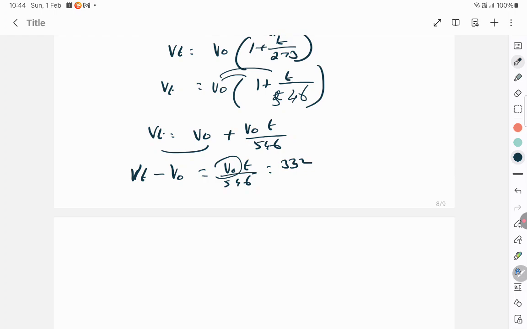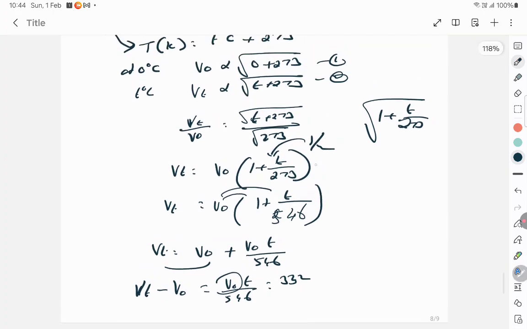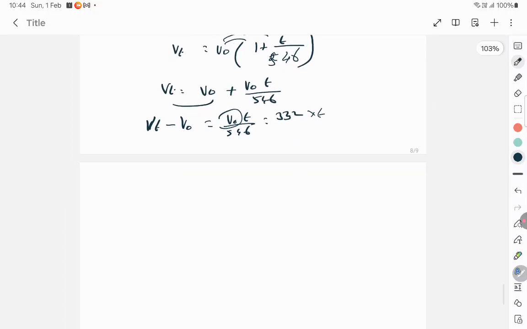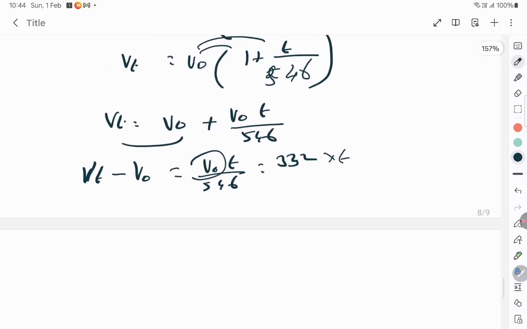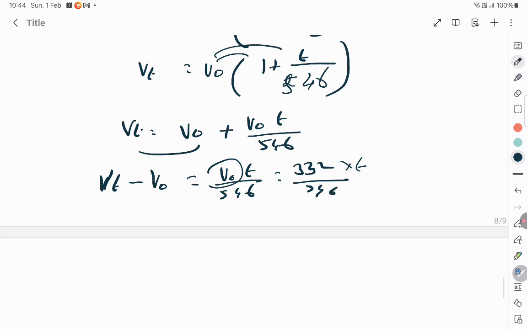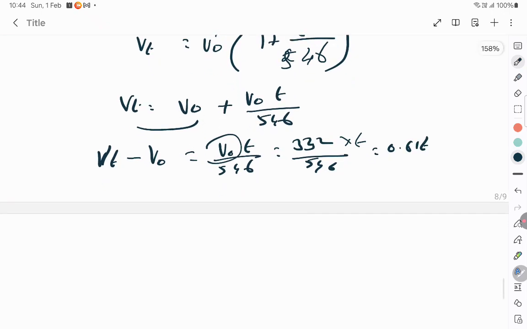The closer to 333 we called it now, Laplace's correction. It's actually 332 into T by 546, which will give you 0.61 T. And there is also this V0. I'm keeping the V0 there and calculating this, because I plugged in V0 to be 332.